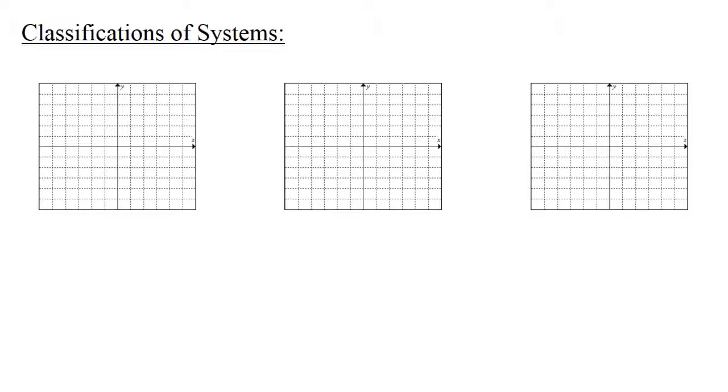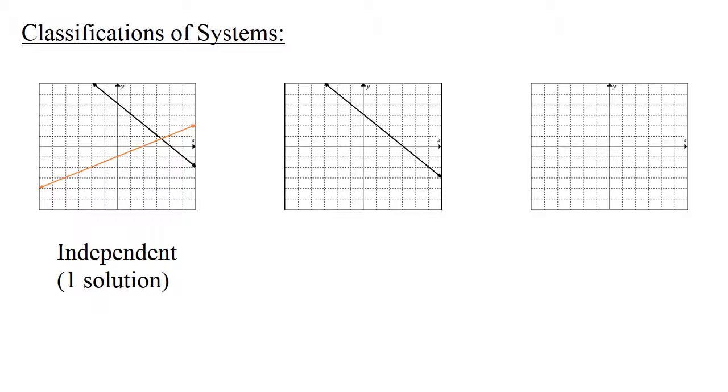So we're going to look at some classifications of types of systems you can have. So let's say we had a line going down and to the right, and another line going up and to the right, and these cross at some spot. We call that system independent, and it has one solution, that point where they cross. If you have a line going in this direction, and a second line going in the same direction, then we say the system is inconsistent. There are no solutions to that. There's no crossing. These two lines are parallel, and so they don't meet each other.